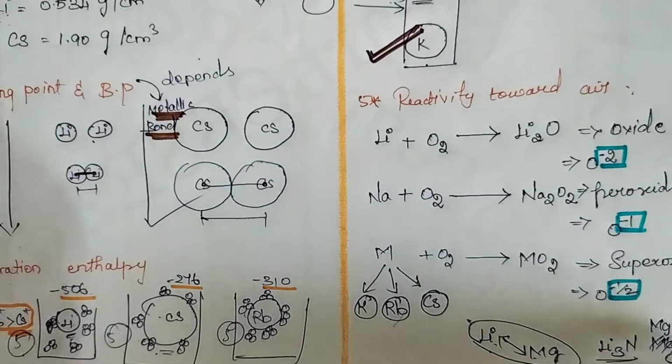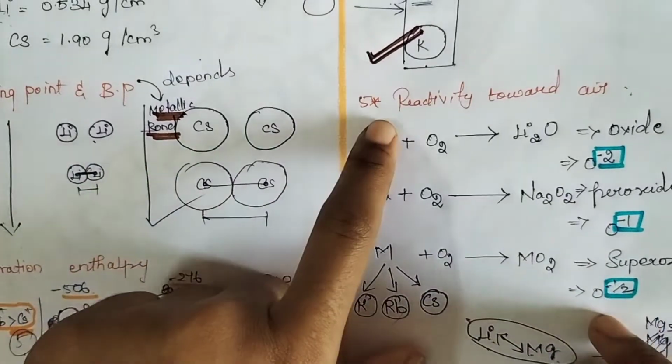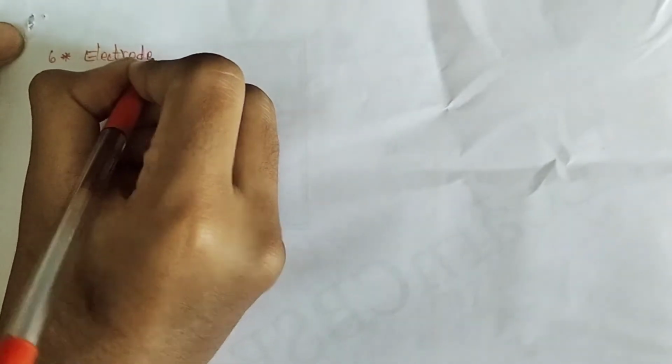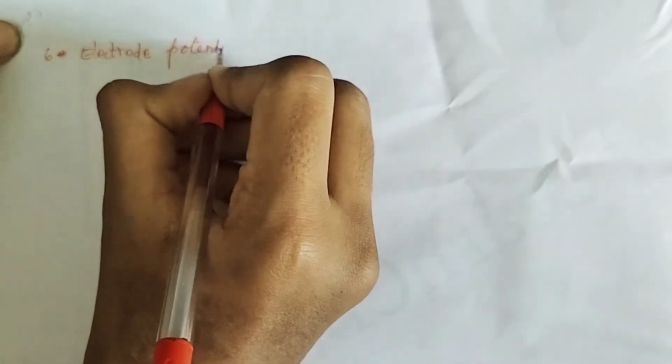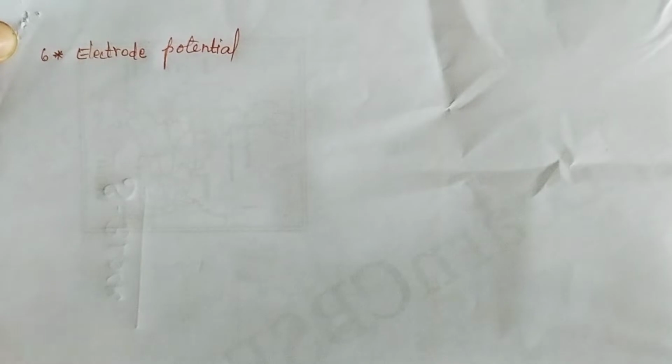Now shall we move on to the sixth point to ponder? Sixth point. We will deal with the electrode potential mainly. So we will write it. Electrode potential. Clear? Electrode potential.